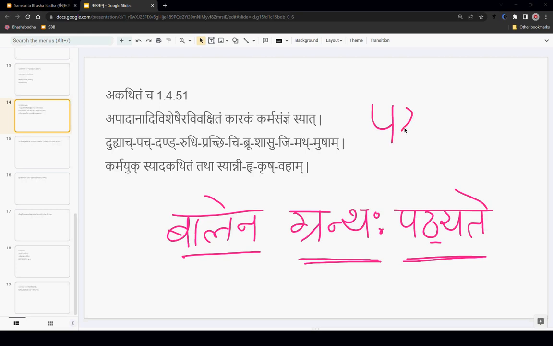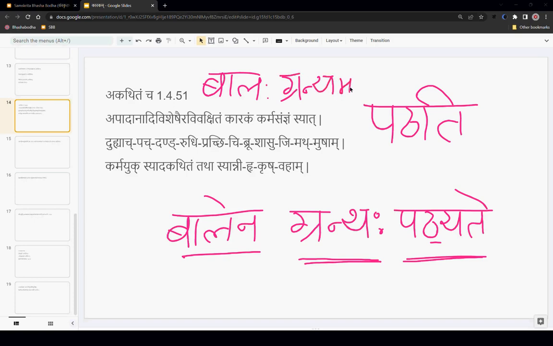So Patati was in the Kartari Prayoga and Pathyate is in the Karmani Prayoga. So when we say Balaha Grantham Pathati, in the Kartari Prayoga, that's true that we use a Kartrupadam in Prathama Vibhakti and Karmapadam in Dvitiya Vibhakti, and Pathati is Lat-lakara Kartari Prayoga.